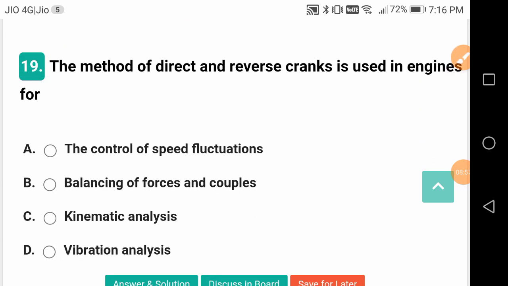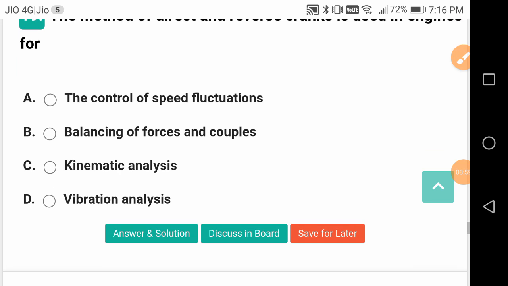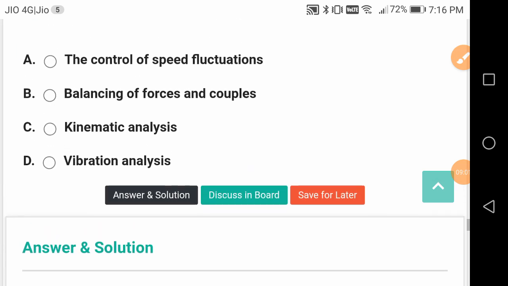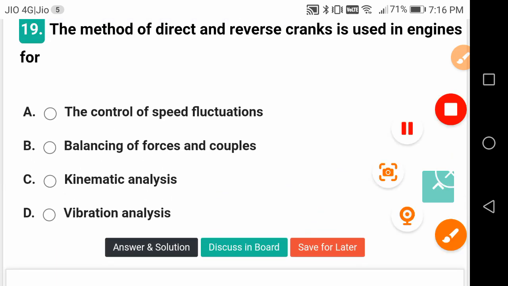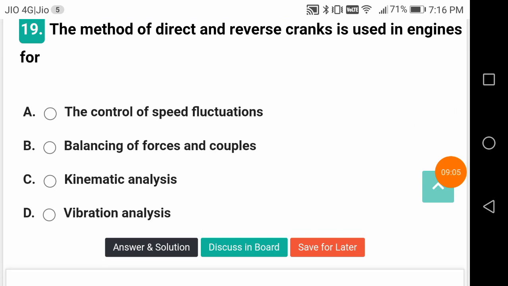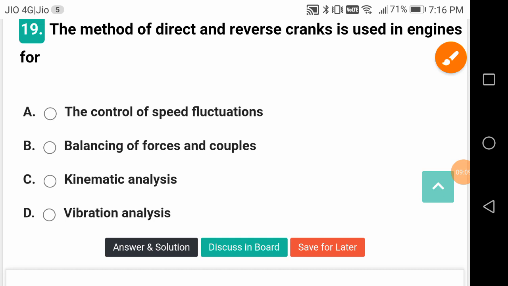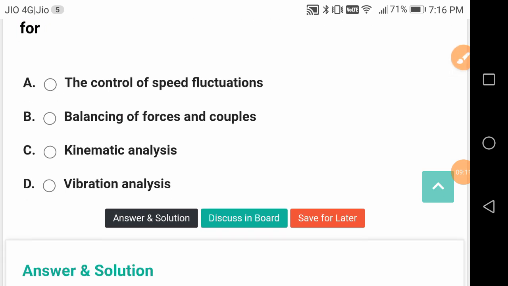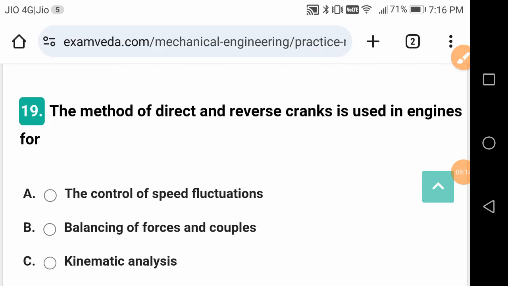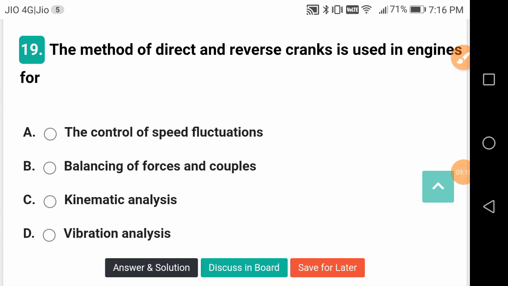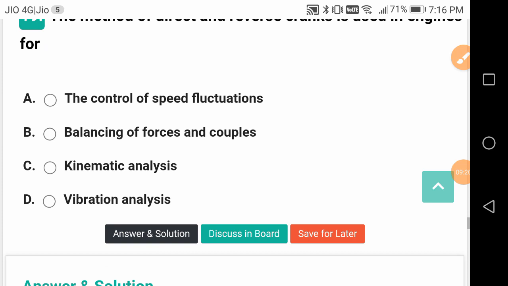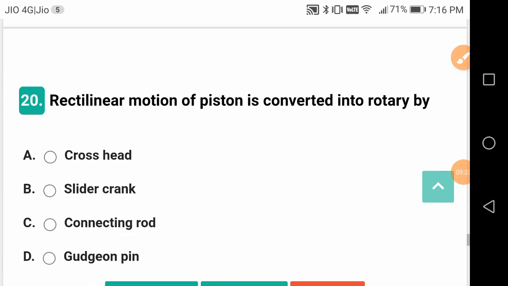The method of direct and reverse cranks is used in engines for what purpose? It is for balancing of forces and couples, both. Sometimes forces are only balanced, sometimes for complete balancing of the mechanical parts. So in our engines, both unbalanced forces and unbalanced couples shall be balanced for complete balance.